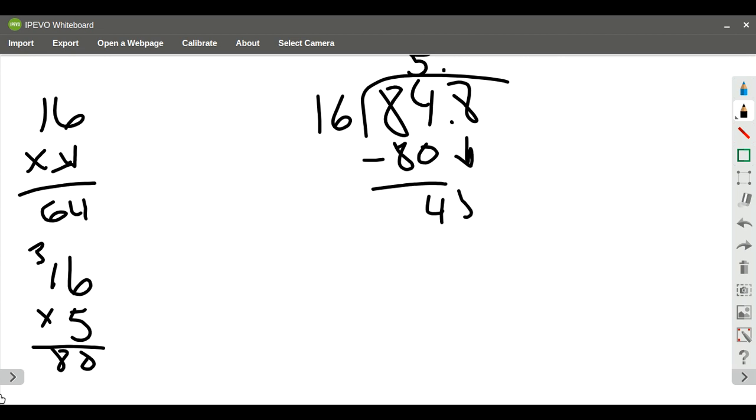I'm going to bring down my 8, and I'm looking at how many times 16 goes into 48. 16 is going to go into 48 3 times. I'm going to double check this.